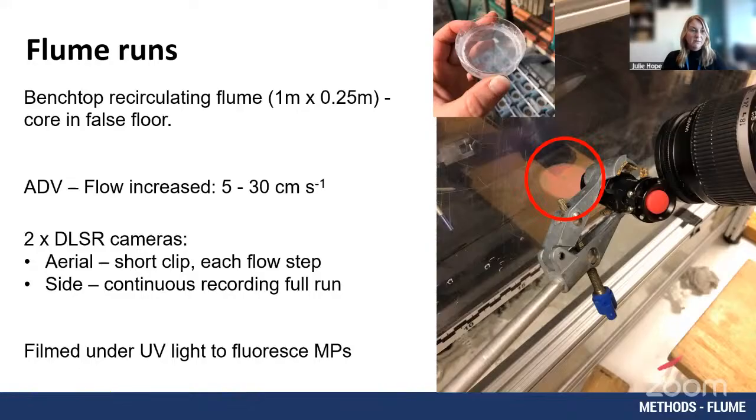We couldn't exceed that. Now we had 2 DSLR cameras. We had an aerial camera which was facing down onto that core, but unfortunately the vibrations from the table were making that quite difficult. So we really only got before and after pictures of those cores. And then we had this side camera that you can see in the image where we continuously recorded the flume run throughout. So we filmed these under UV light to fluoresce those plastics, and that allowed us to see the movement of the particles over time.